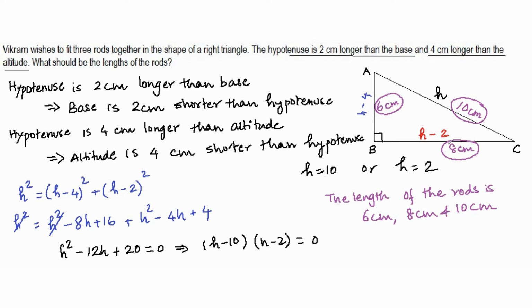And if I take h equals 2, then this base becomes 0 and that is not a valid option. So we have to discard h equal to 2 as a valid option. So though the quadratic equation gave you two roots, only one of them is valid over here, and hence the lengths are 6, 8 and 10. So let me pause for a minute and I will continue to my next question.